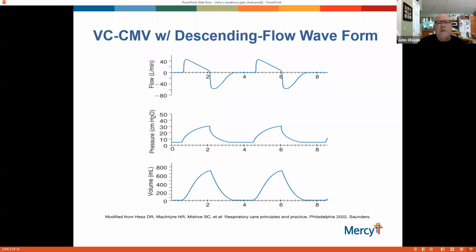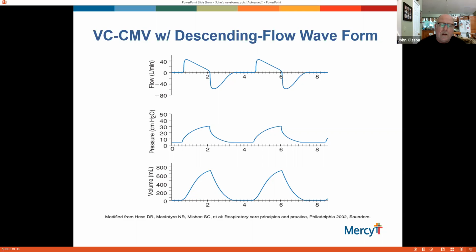Okay, and this is the descending waveform. This is the one that we use most of the time. Like I said, it's more comfortable for my patient. It doesn't give them the flow so quickly. By delivering that volume slower, it can help open up the airways more. You can get more airways open that way, only because by delivering it slower, you're going to give it more time to fill up the lungs.